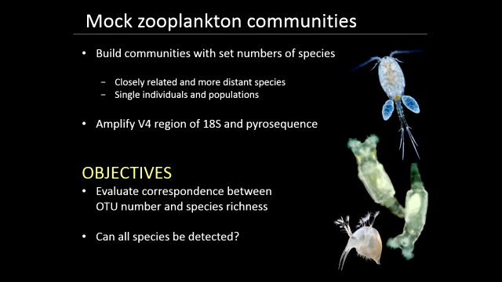And I also included both single individuals and populations. And the idea here is that if we include multiple individuals per species, we potentially introduce intraspecific variation. Does this complicate OTU clustering? So the aim was to see whether we had a correspondence between OTU number and expected species, and could we detect all species.